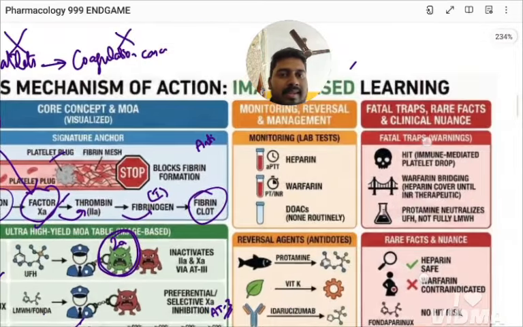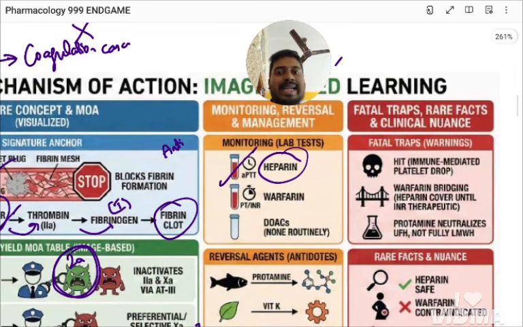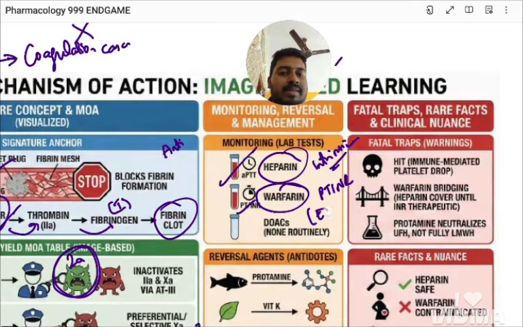Now, what are the other things that you should know? First is, for heparin monitoring, you use APTT. APTT is the intrinsic pathway. You use it for heparin monitoring, and for warfarin monitoring, you use PTINR. PTINR is the extrinsic pathway.